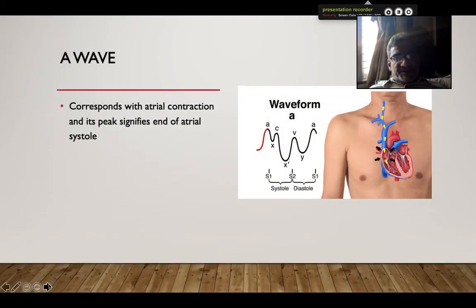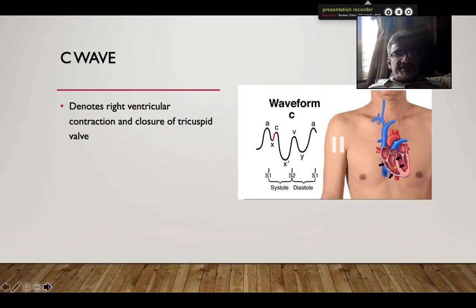So A wave corresponds with the atrial contraction and its peak signifies end of atrial systole. So A wave is prominent in complete heart block where the atria contracts against a closed ventricle. A waves are absent in atrial fibrillation where there is no synchronized contraction of the atrium. C wave denotes right ventricular contraction and closure of the tricuspid valve. So C wave is a very small positive deflection, hardly seen clinically.